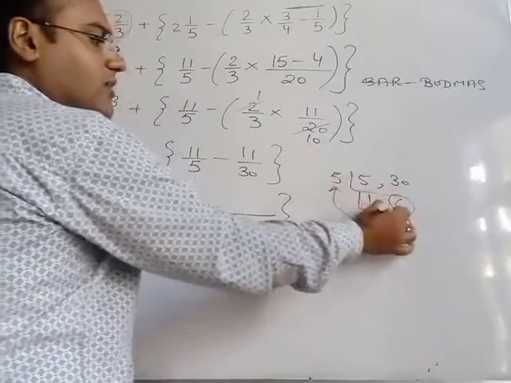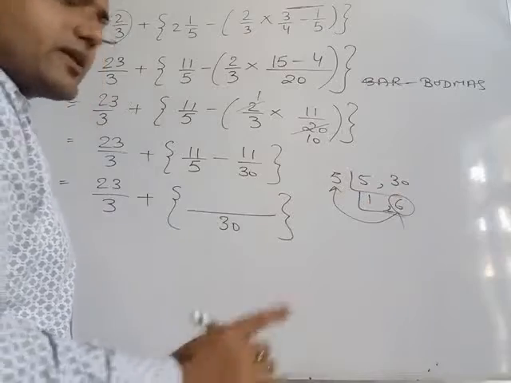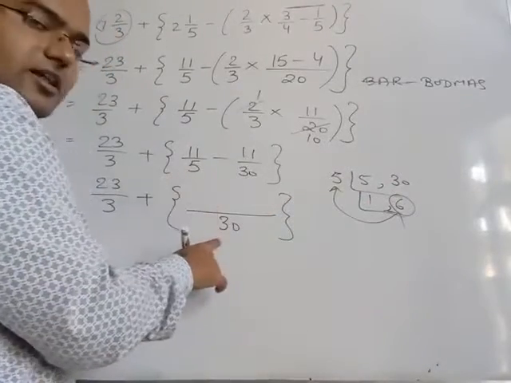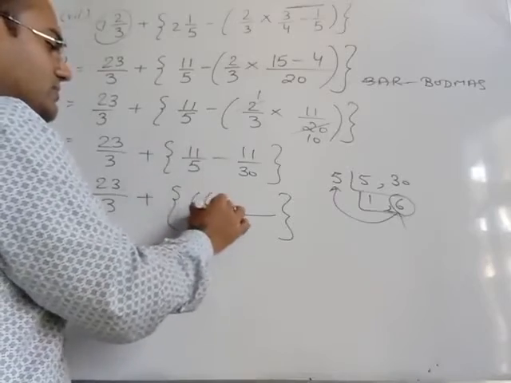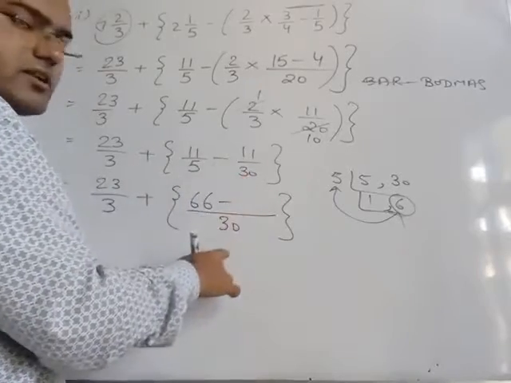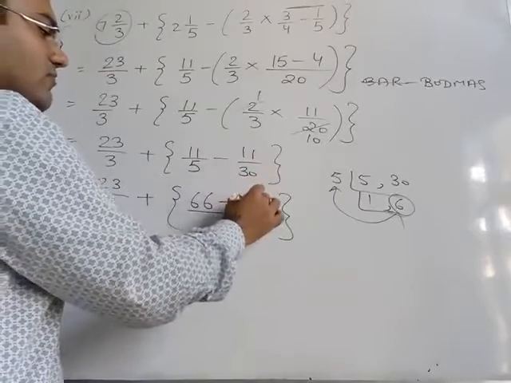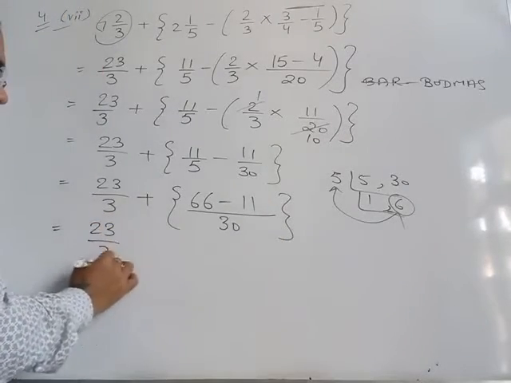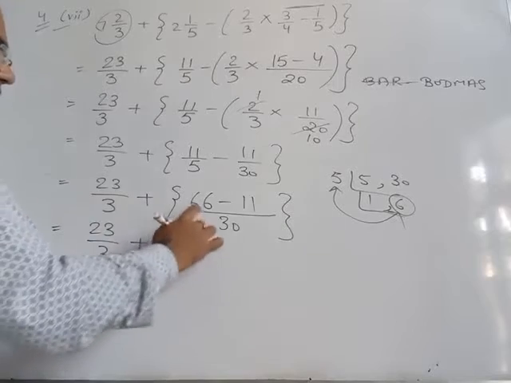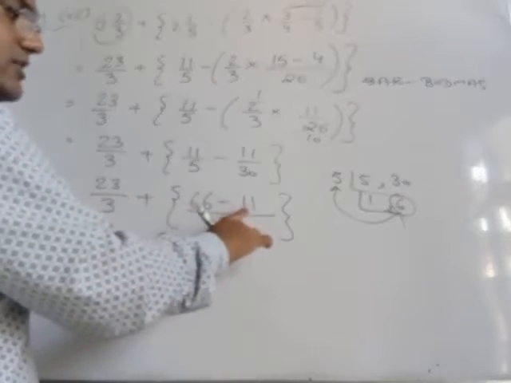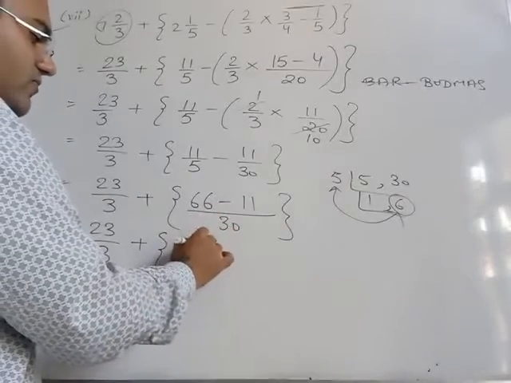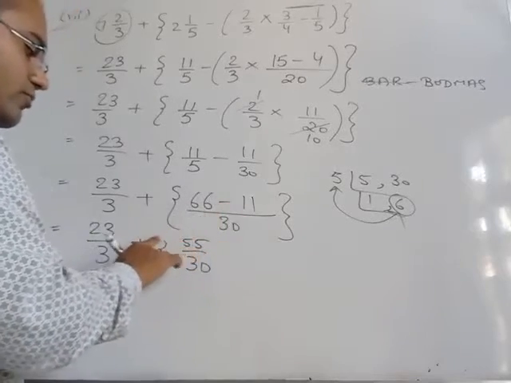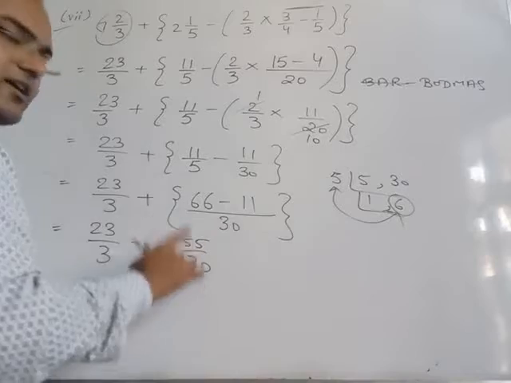So 6 into 5, and then we will get LCM 30. This is the shortcut way to find the LCM. 5 6s are 30, 6 into 11 will be 66, 30 1s are 30, 1 into 11 will be 11. Now 23 upon 3 plus, when we subtract these two, the answer will be 55 upon 30. Since this subtraction is over, no need to put the bracket. This bracket will get removed.